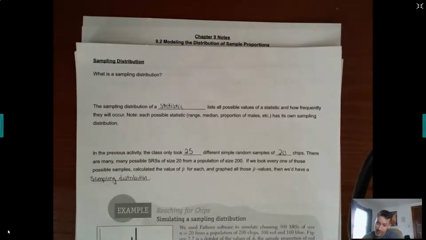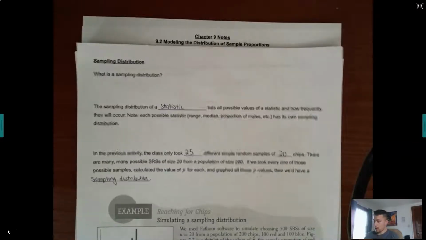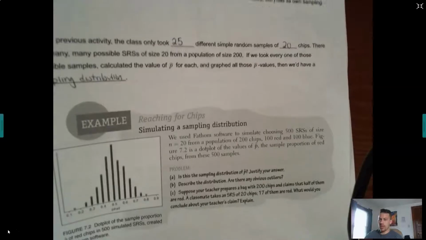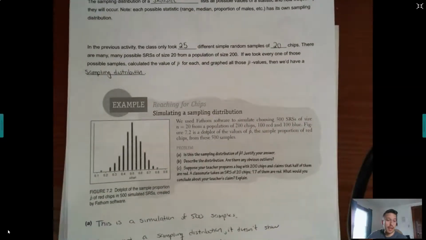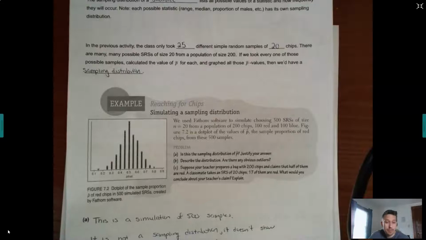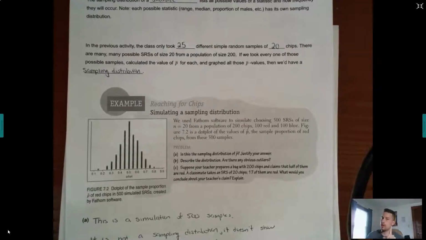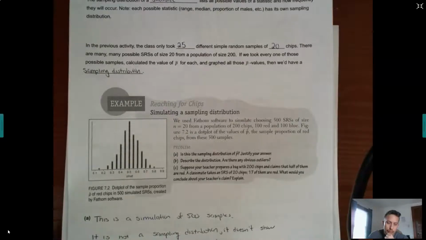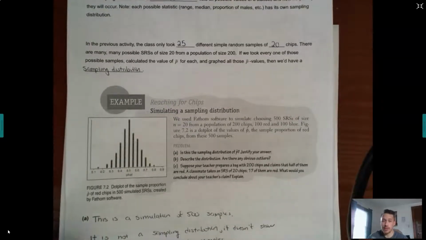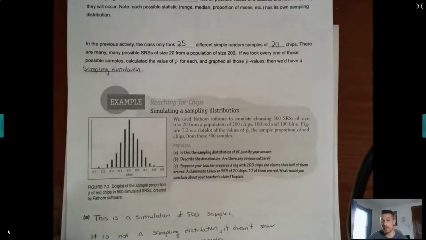For each possible statistic, such as range, median, proportion, etc., each possible statistic has its own sampling distribution. So, we did the example with picking, I think it was red and green chips, right? And in our simulation, that wasn't a sampling distribution because it wasn't all possible samples. So it was just 25 or 50 of them.